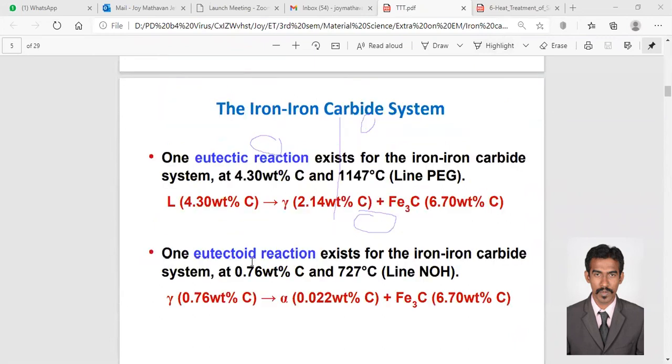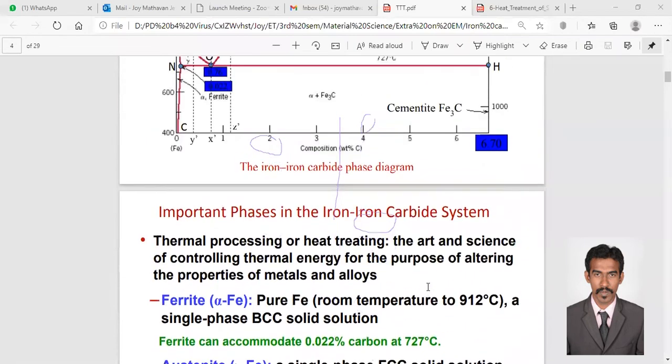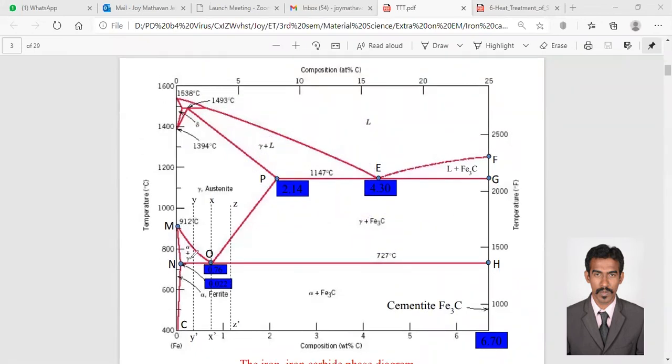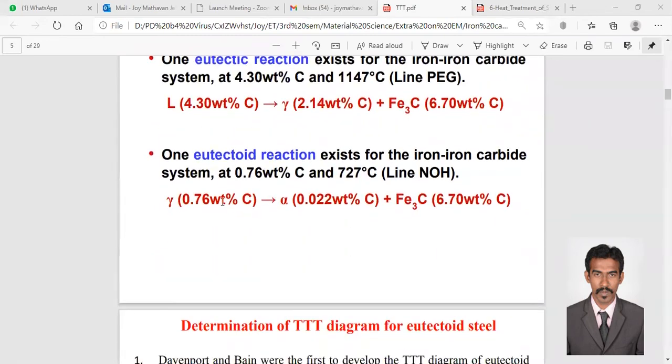There is one eutectoid reaction for the iron-iron carbide system at 0.76 weight percent carbon and 727 degrees Celsius. Line NOH. Okay, we'll see where this NOH is. NOH, this line we are now talking about. This X part only we will be considering. So we'll write the reaction.